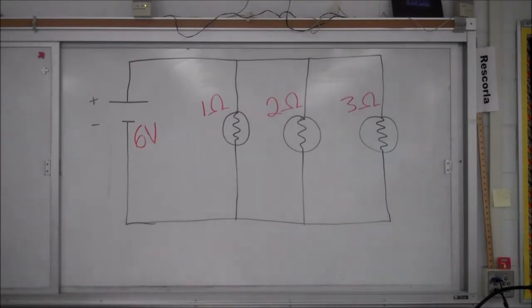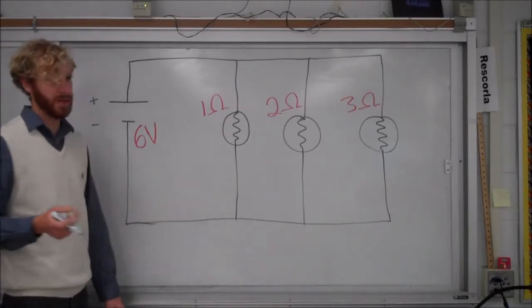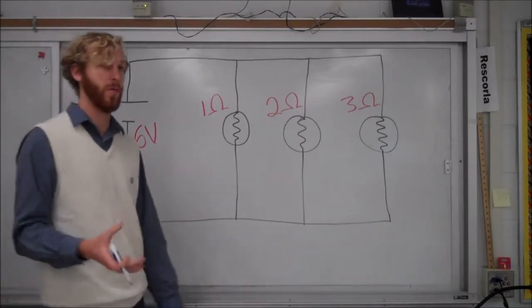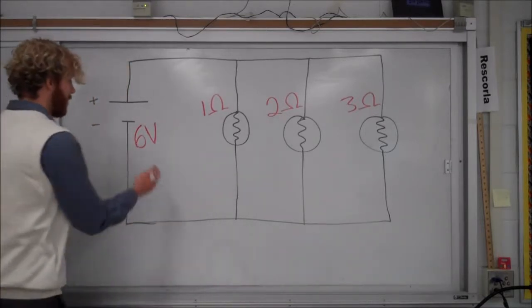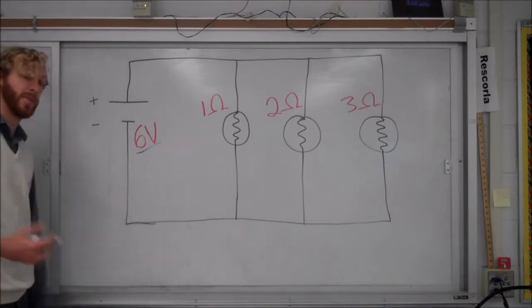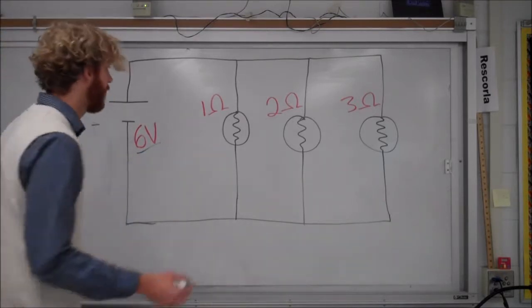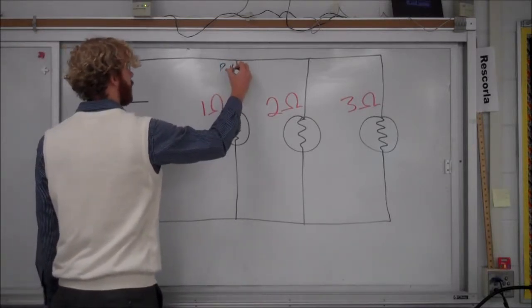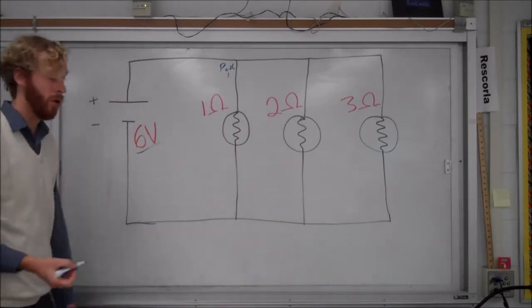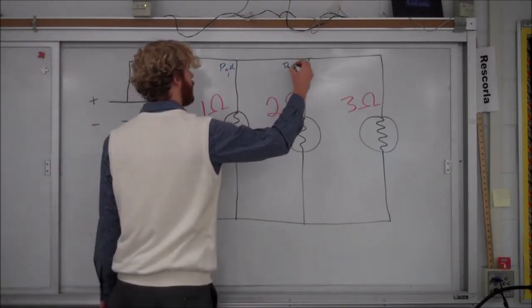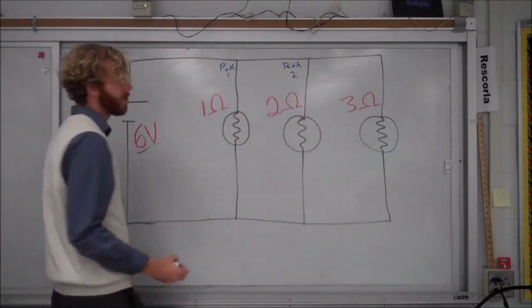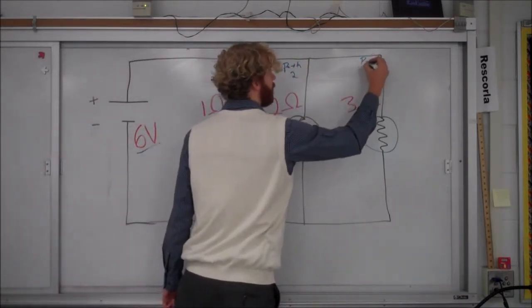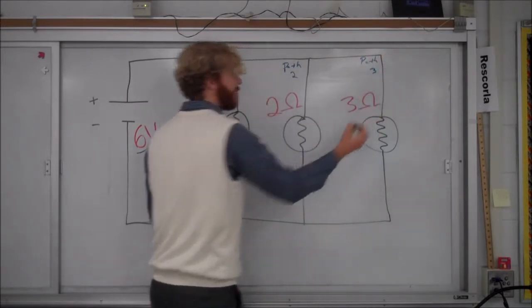The important thing to remember about this circuit is that it's parallel. So it's a parallel circuit, so that means the current doesn't flow in one path. It flows in many paths. So we have 6 volts. That's our potential difference. At our first path, path 1, our resistance is 1 ohm. Path 2 is 2 ohms. And path 3 is 3 ohms.